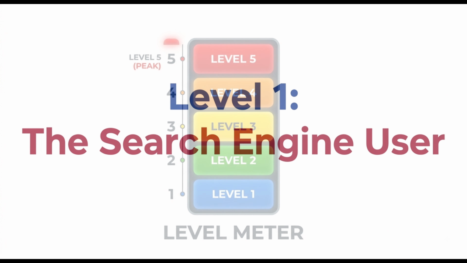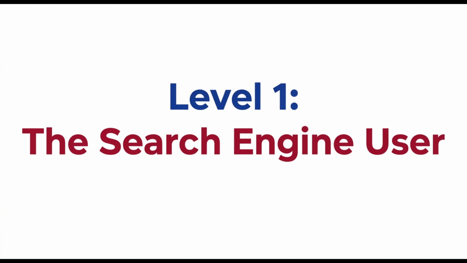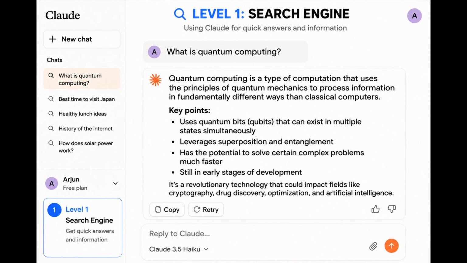Level 1. The search engine user. Level 1 is where almost everyone starts. You open a new chat, ask one question, copy the answer, close the tab. Treat it exactly like Google, just with better grammar. Nothing wrong with this, it's genuinely useful, but it means you're getting maybe 10% of what it can actually do for you. You're not having a conversation, you're doing a single lookup and leaving.